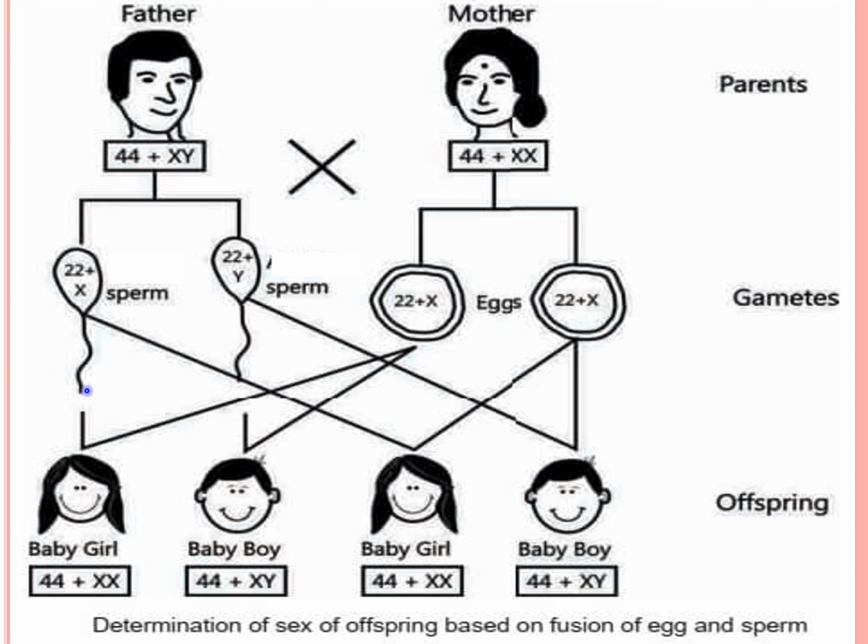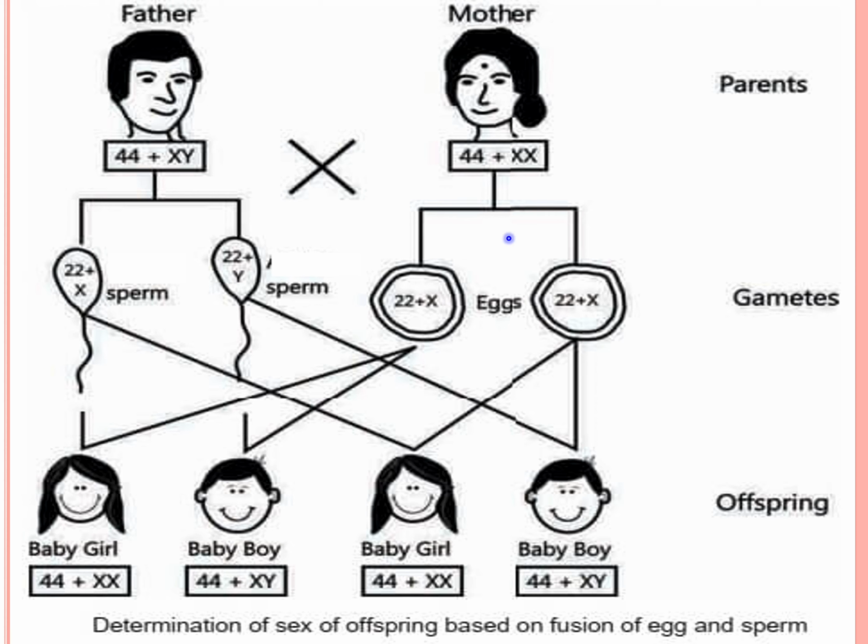So at the time of fertilization, if the sperm with 22 plus X chromosome fuses with the egg with 22 plus X chromosome, it will result in the birth of a baby girl with genotype 44 plus XX chromosomes. And if the sperm with 22 plus Y chromosome gets the chance to fuse with the egg having 22 plus X chromosome, it will result in the formation of a baby boy with genotype 44 plus XY chromosomes.